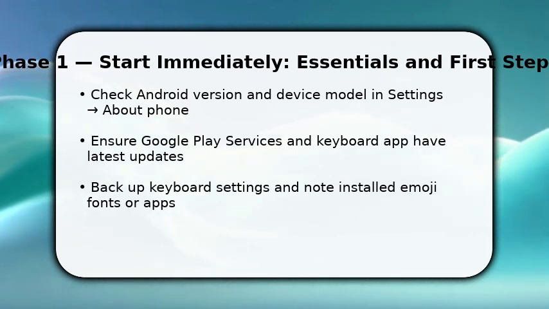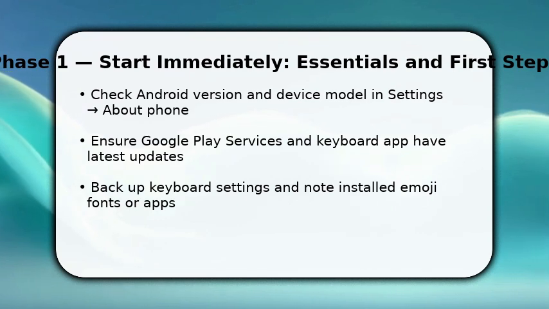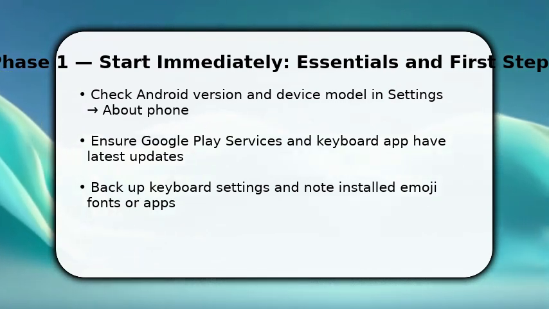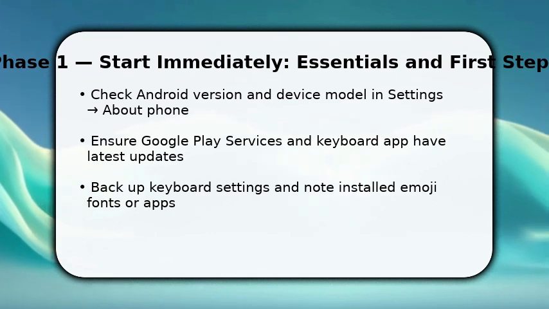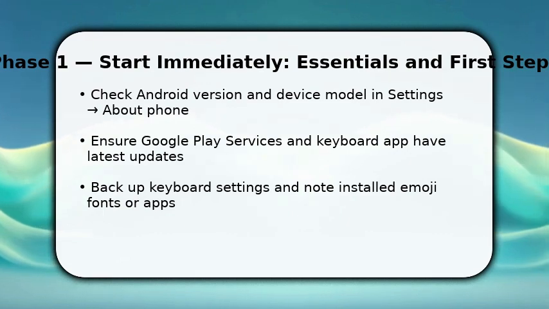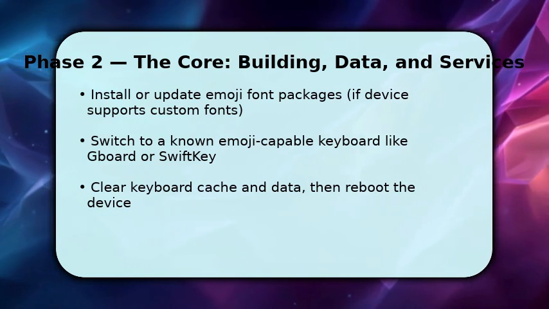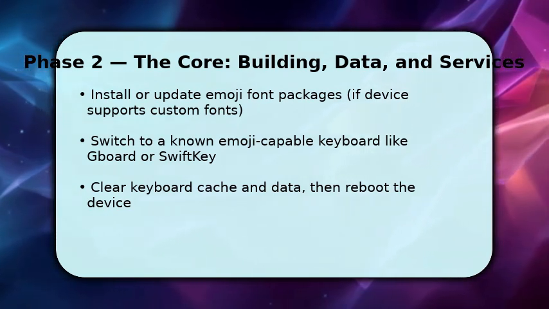Then open Settings and navigate to Languages and Input so you can inspect the active keyboard. Do this now because identifying the keyboard and system version guides which emoji fix is appropriate, and it saves time when you move into font or app updates. Once you confirm your keyboard, update or install an emoji-capable font package if your device allows custom fonts. Some manufacturers block this, so proceed accordingly.